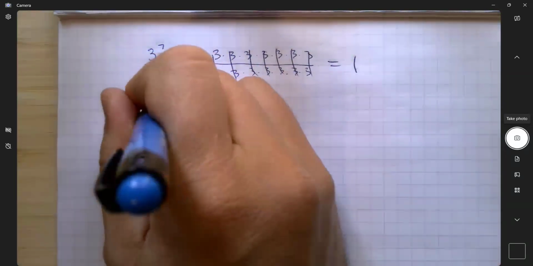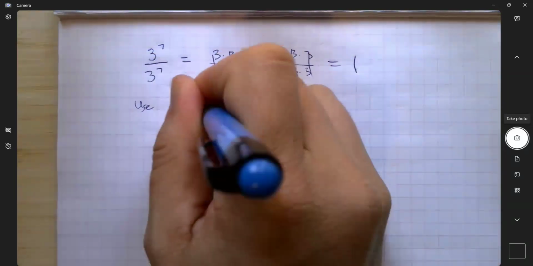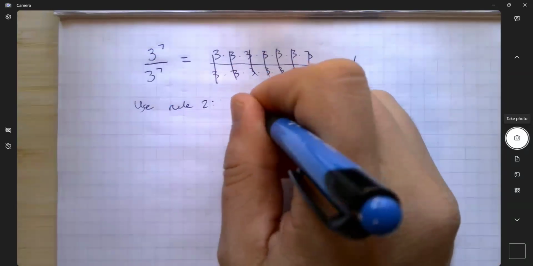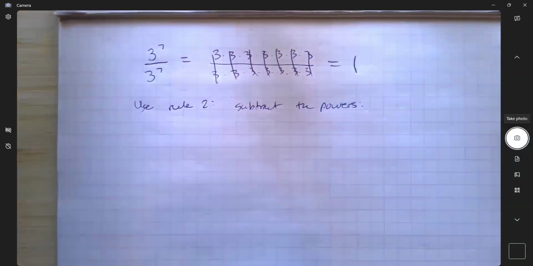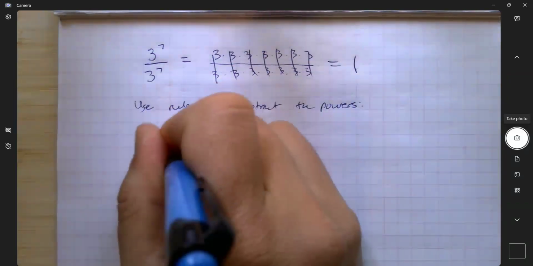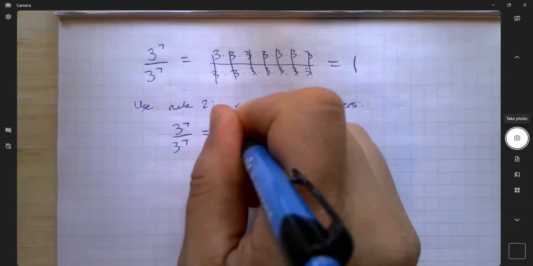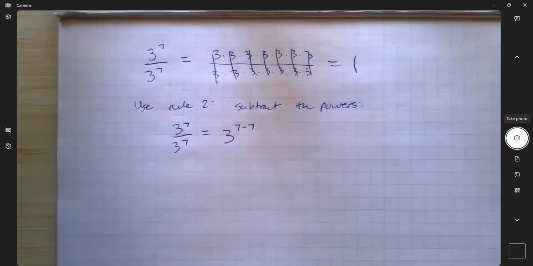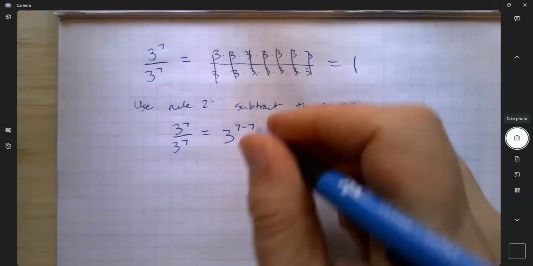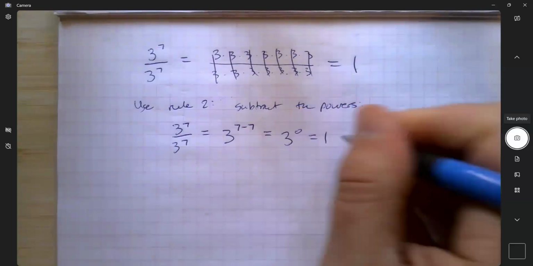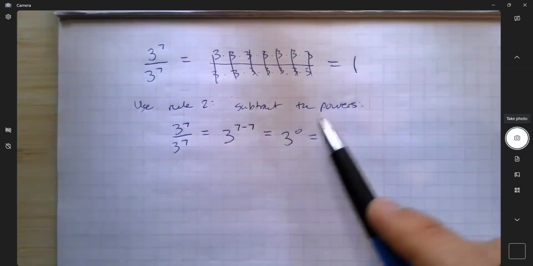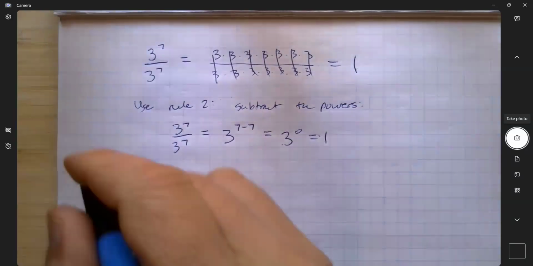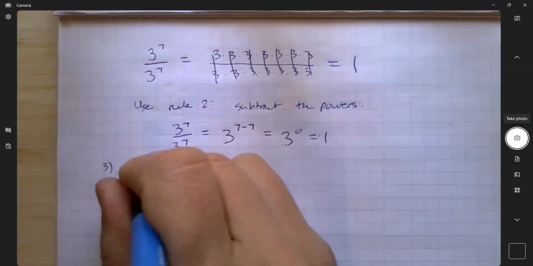But let's use rule 2, which is subtract the powers. 3 to the 7th divided by 3 to the 7th, I should subtract the bottom power from the top power, and that's 3 to the 0, and I already said that equals 1. So 3 to the 0 equals 1. So that's our next rule.